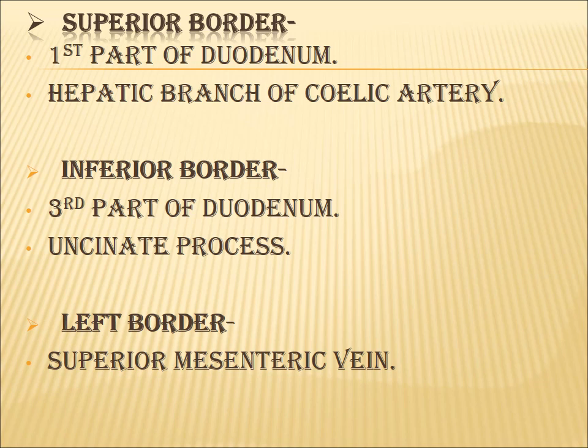The superior border of the head of the pancreas is overlapped by the first portion of the duodenum and is related to the hepatic branch of the colic artery. The lower border, from its left end, gives rise to the uncinate process and is in relation with the third part of the duodenum. The left border of the head of the pancreas is very short and is merged with the neck of the pancreas and is in relation to the superior mesenteric vein.